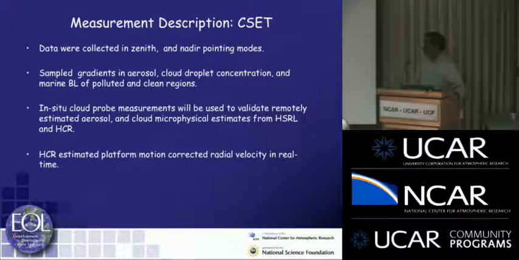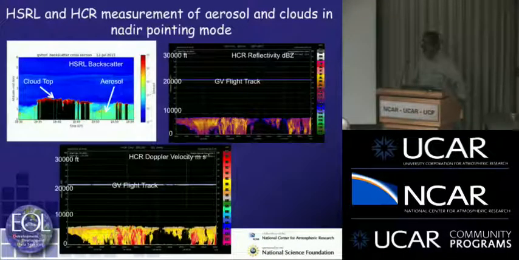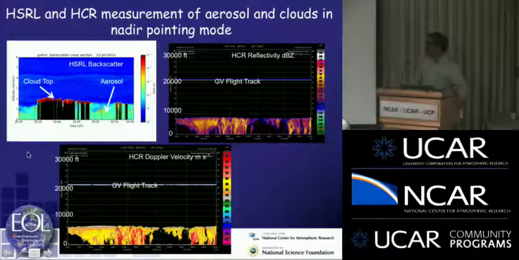Then, again, HCR estimated platform corrected velocity. These are typical measurements during CSET. The graph here shows, as a function of time, the active traverses. Basically, you can see from that, this is the nadir pointing mode, where HSRL measures the very good structure of aerosol and, again, cloud tops. Again, when there are no clouds, you can go all the way to the ground here. Then this is a GV flight track at 20,000 feet.